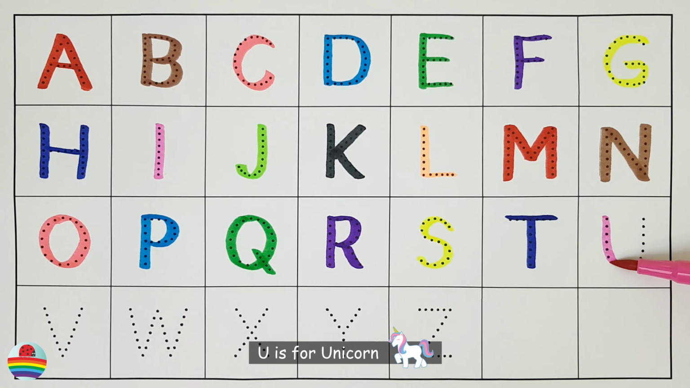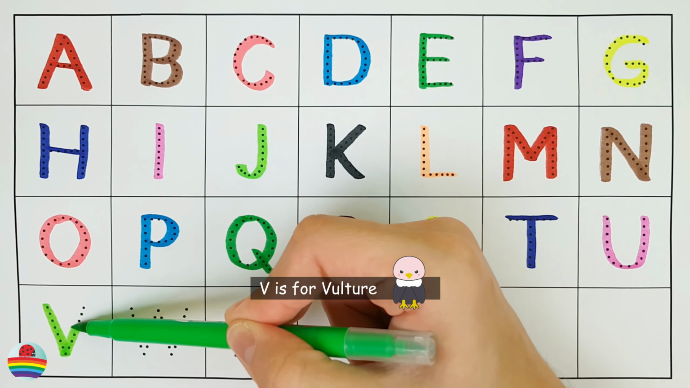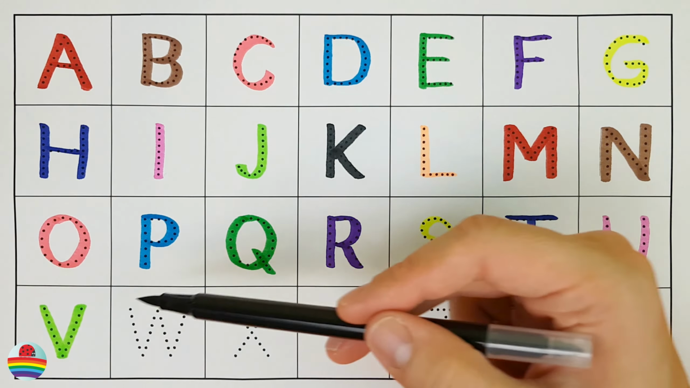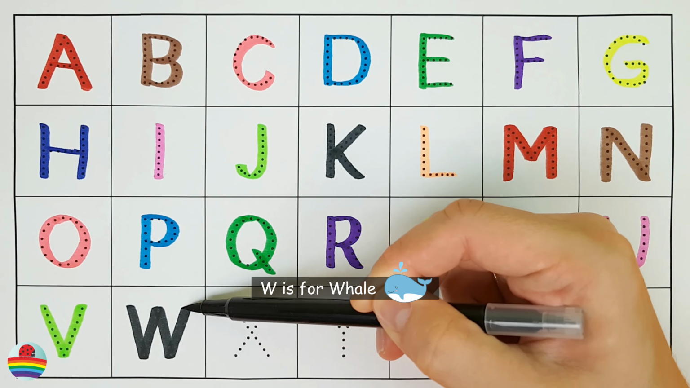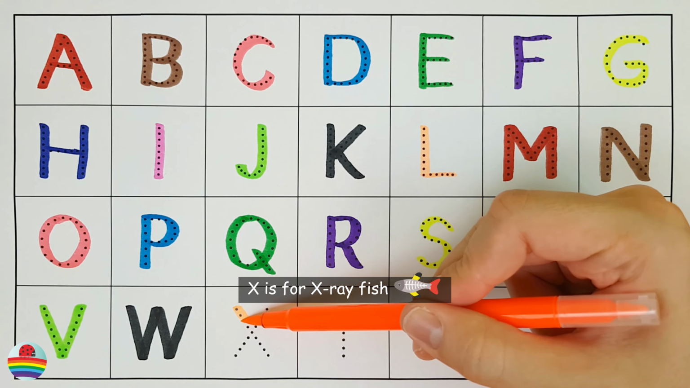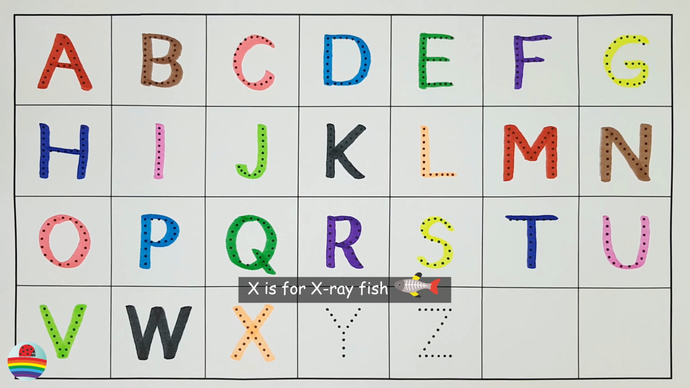U. U is for unicorn. V. V is for vulture. W. W is for whale. X. X is for X-ray fish.